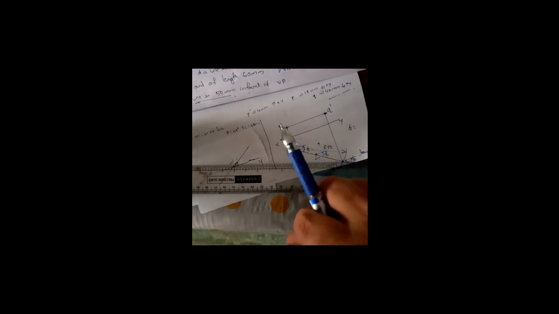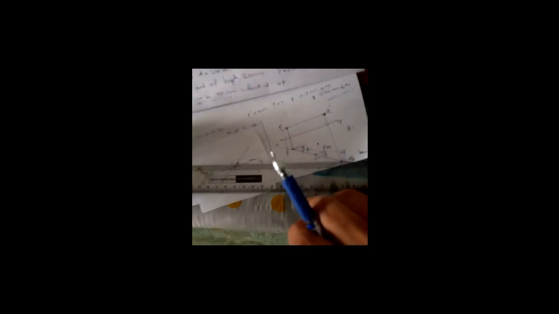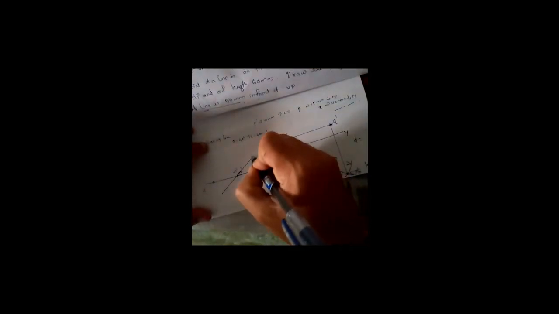Easily you can take 30 mm on the compass. I am not accurately measuring it, I am just telling you to take 30 mm, that is 3 centimeter, on the compass, and from M dash cut 30 mm on both sides. So you will get 2 points. This will be A dash and this will be B dash.